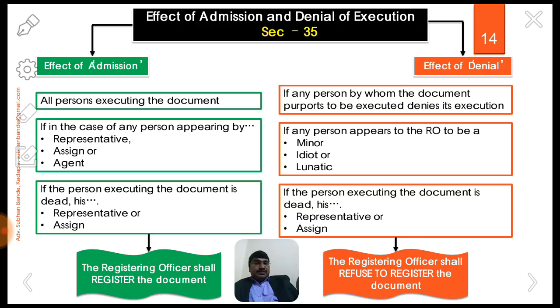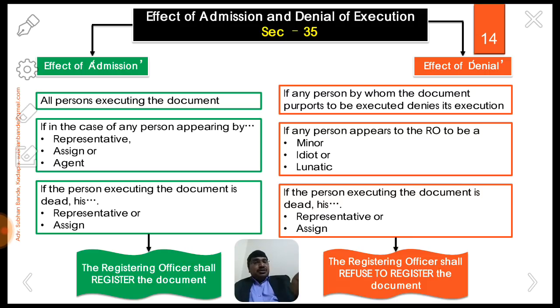Effect of admission: all the persons executing the document admit. If they admit the execution of such document, then the registering officer shall register the document. If any person appears by representative, assign or agent, and his representative, assign or agent admits the execution, then the registering officer shall register the document.